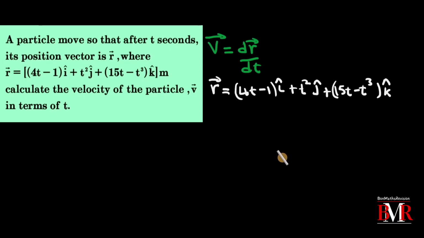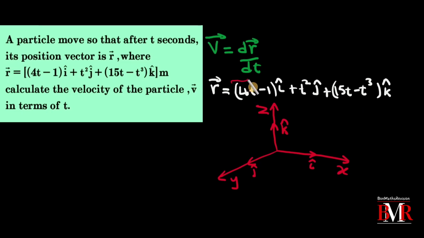If we have a Cartesian plane of 3 dimensions like this, we call this the x-axis, this is the y-axis, this is the z-axis. The unit vector i is always along the x-axis, the unit vector j is always along the y-axis, while the unit vector k is always along the z-axis. So to differentiate this vector, I label this as the x component, this one as the y component, and this one as the z component.